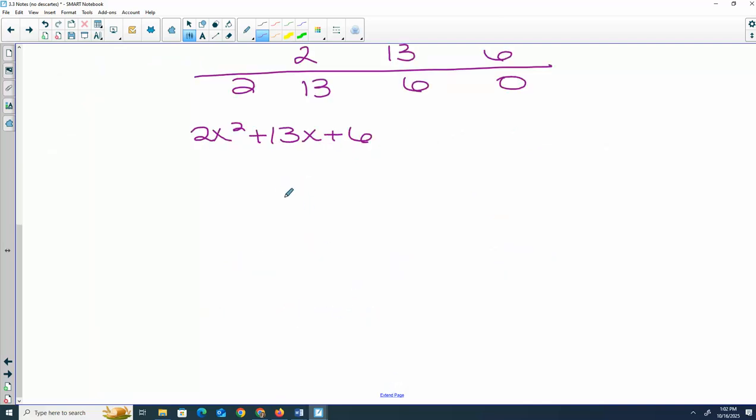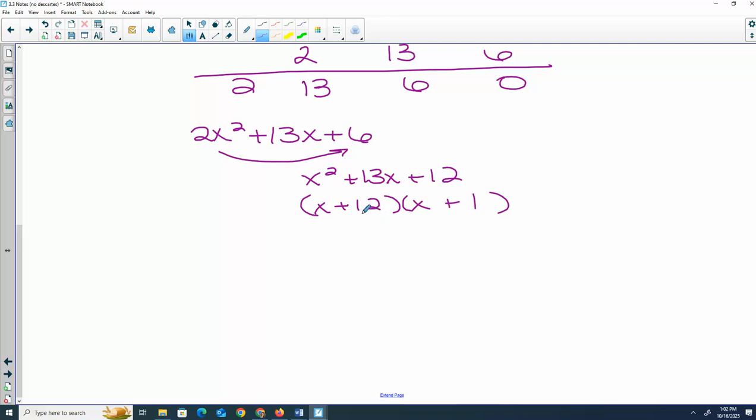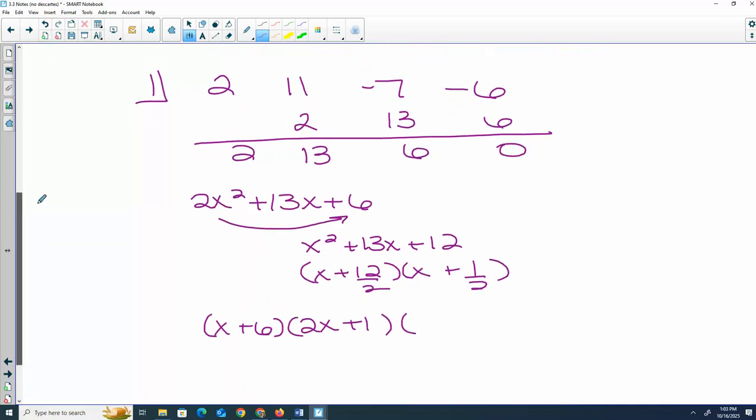What would we do now? Slip and slide. 12. What multiplies to 12 and adds to 13? Divide our 2 back, so we get x plus 6, 2x plus 1. What else should be down here in this factored form? Well, 1 was a 0, so we need x minus 1. So this is my factored form.